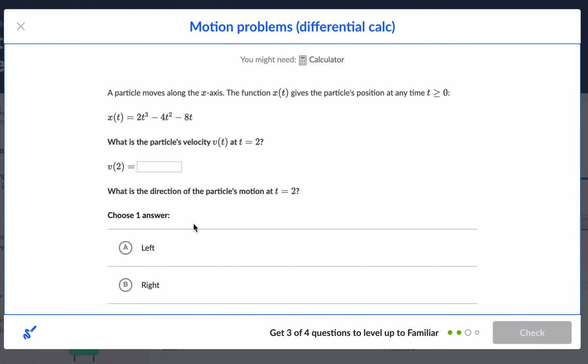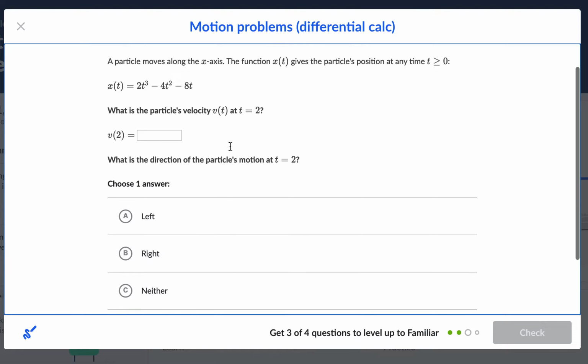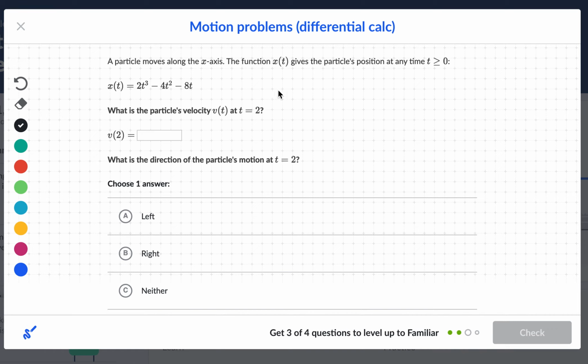Thank you, Sal Khan. All right, so the particle moves along the x-axis. The function x of t, that's like our s of t, its position function, and this is t greater than 0. So there we're given, what's the particle's velocity at t equals 2? So all I need to do is the derivative, right? So I'm going to take the derivative v of t then.